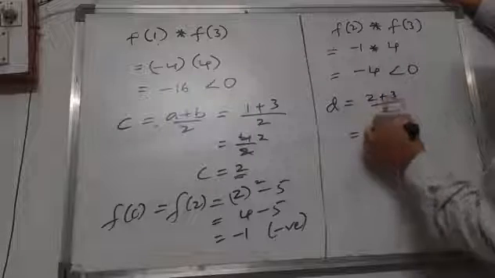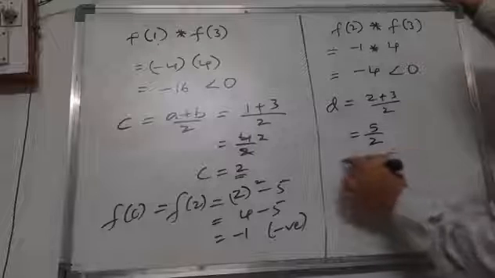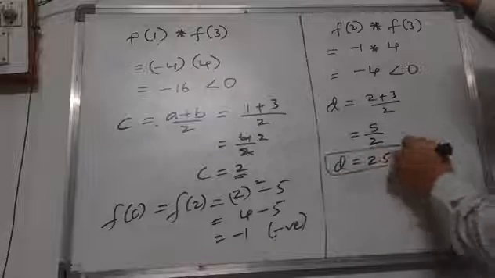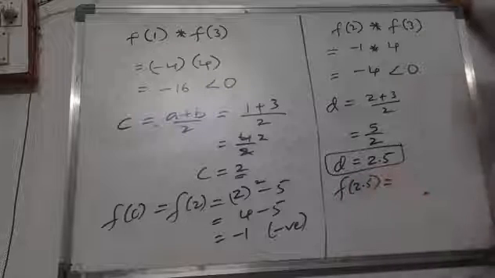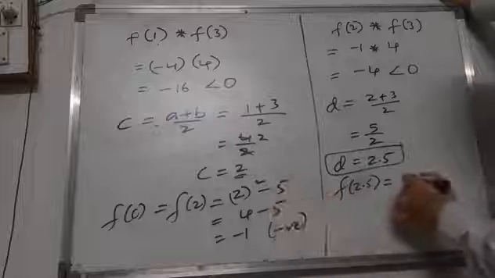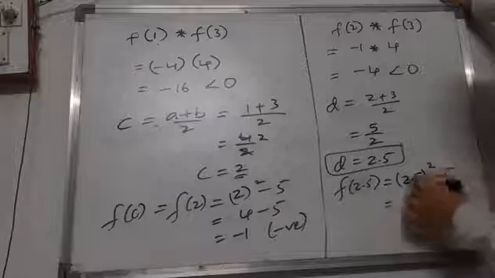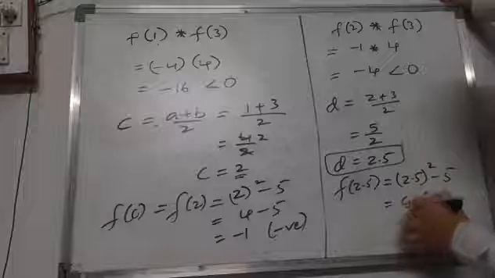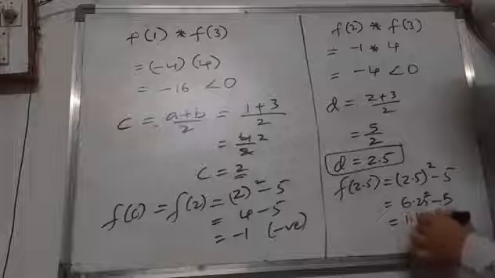So this is how much? 3 plus 2, 5, 5 by 2. This is going to be 2.5. So our new root d is equal to 2.5. So substitute now f of 2.5. So how much you will get? F of 2.5 means x square minus 5. So 2.5 whole square minus 5. So 2.5 whole square is 6.25 minus 5. So this is equal to 1.25.